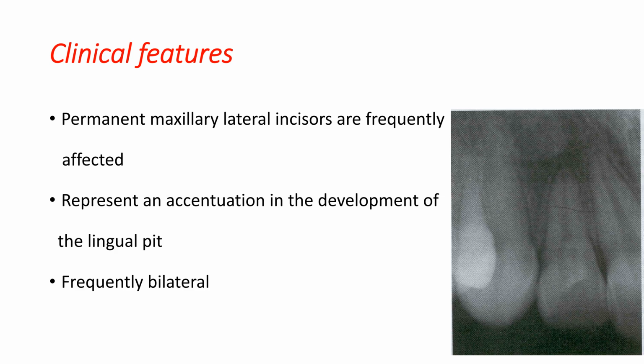This is a picture of dens invaginatus type 2. There is involvement of the maxillary lateral incisor exhibiting invagination of the surface enamel that extends slightly below the cemento-enamel junction. Here there is slight invagination of enamel that is below the cemento-enamel junction.